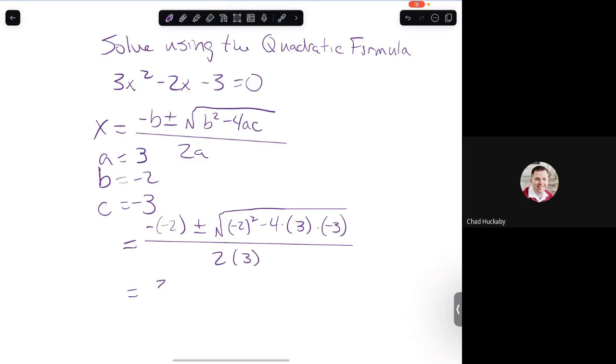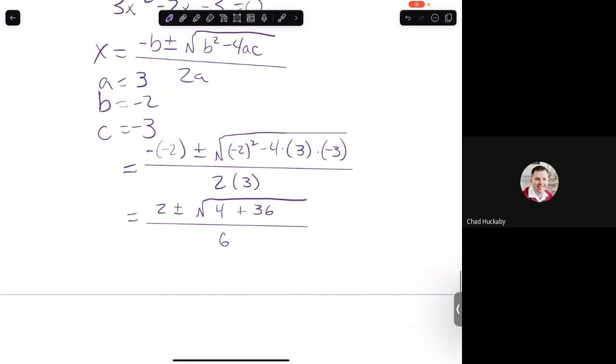Well, that gives us 2 plus or minus the square root. -2 squared is 4, minus 4 times 3 is 12, times -3 is plus 36. Or -4 times -9, which is 36, all over 6. So we have 2 plus or minus the square root of 40 over 6.